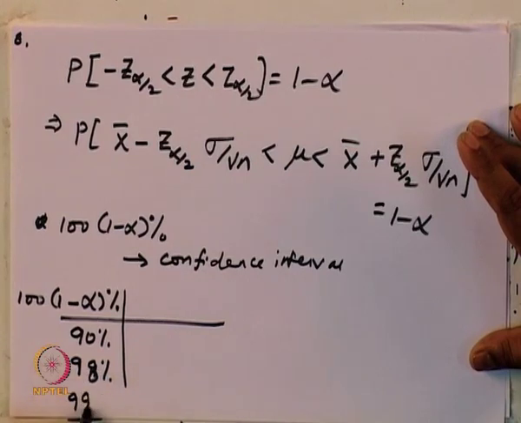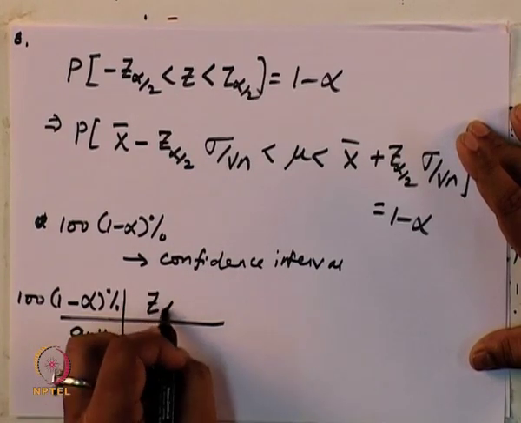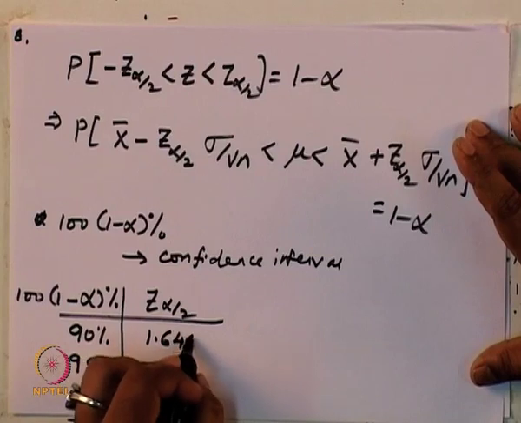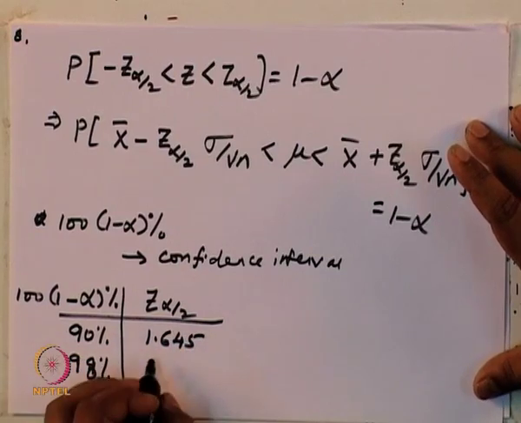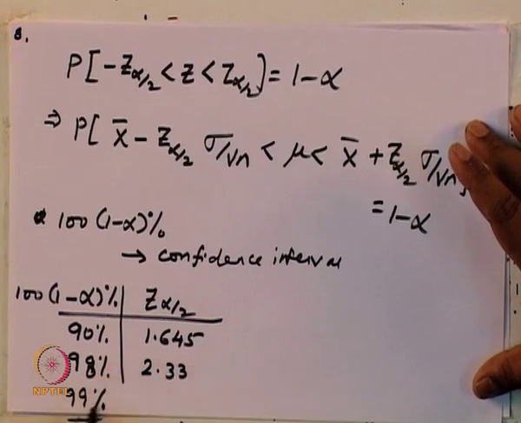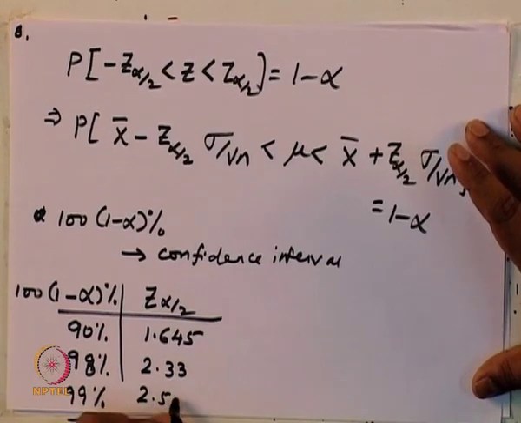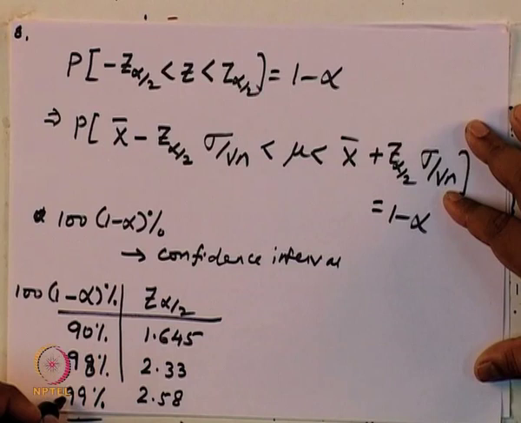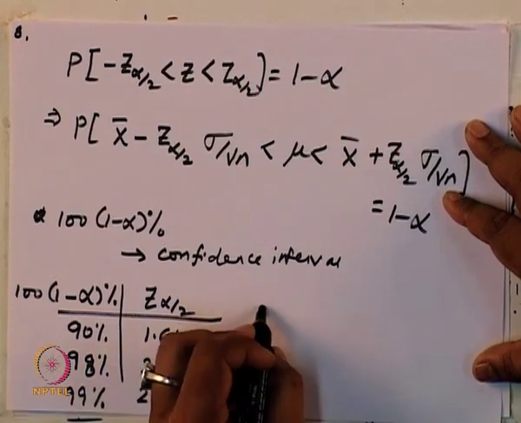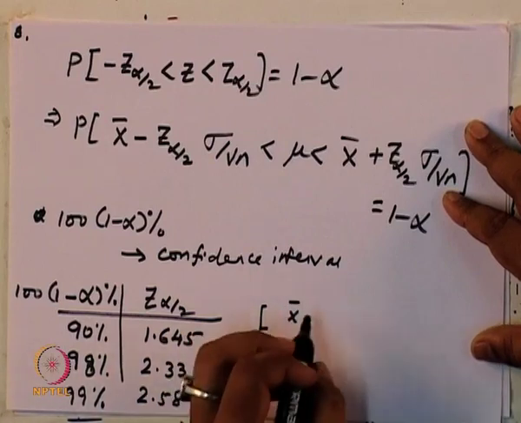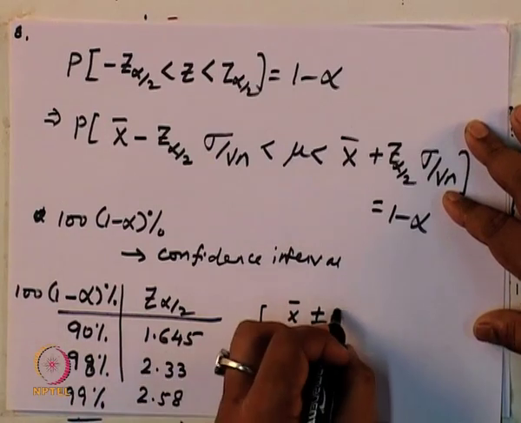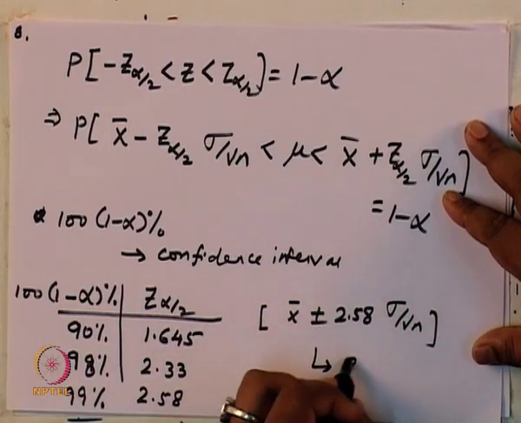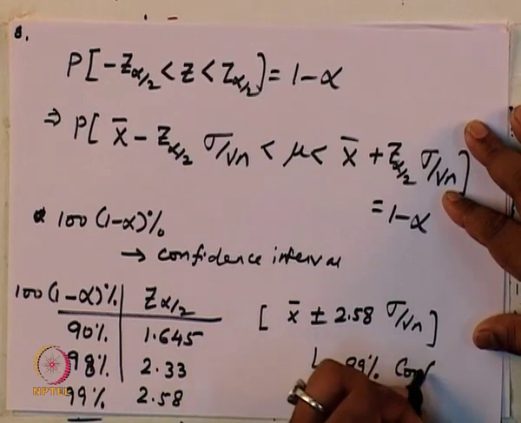okay, 98% or 99%. So, the corresponding values of z alpha by 2 for 90% it is 1.645, okay, for 98% it is 2.33 and for 99% it is 2.58. Okay. So, this would mean, if you want to calculate the 99% confidence interval, then the upper and lower bound becomes x bar plus minus 2.58 sigma by root n. Okay. So, this is the 99% confidence interval for mu.